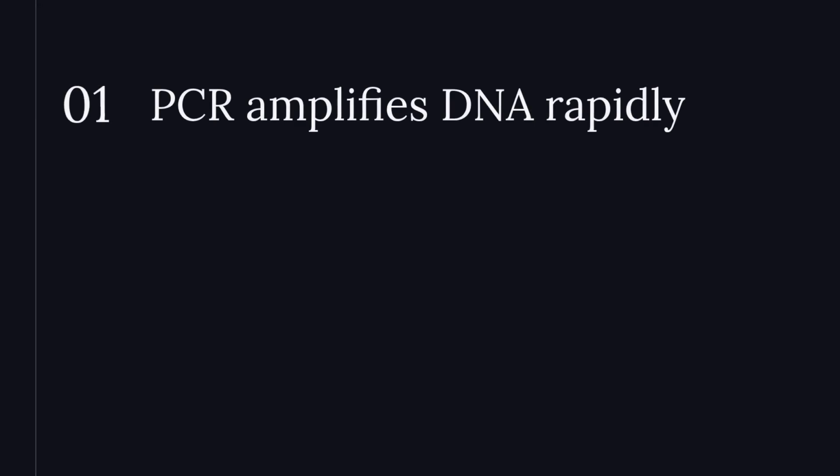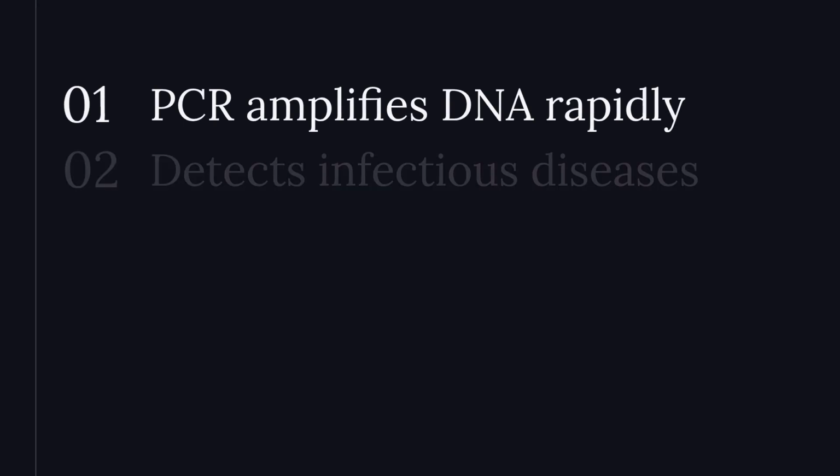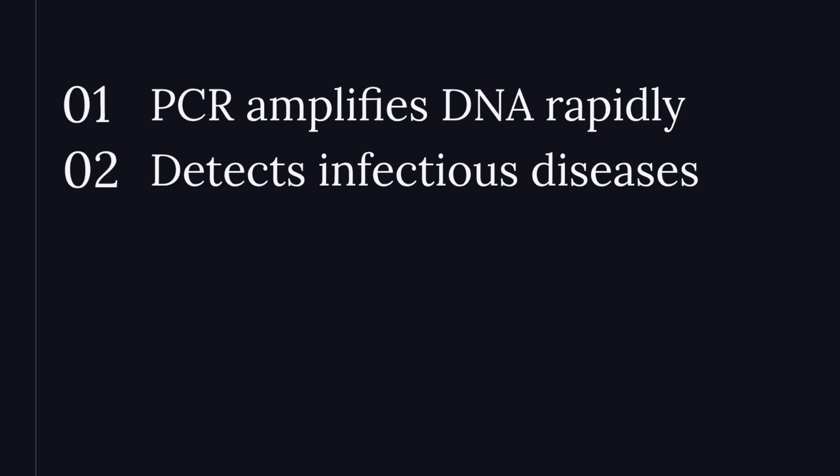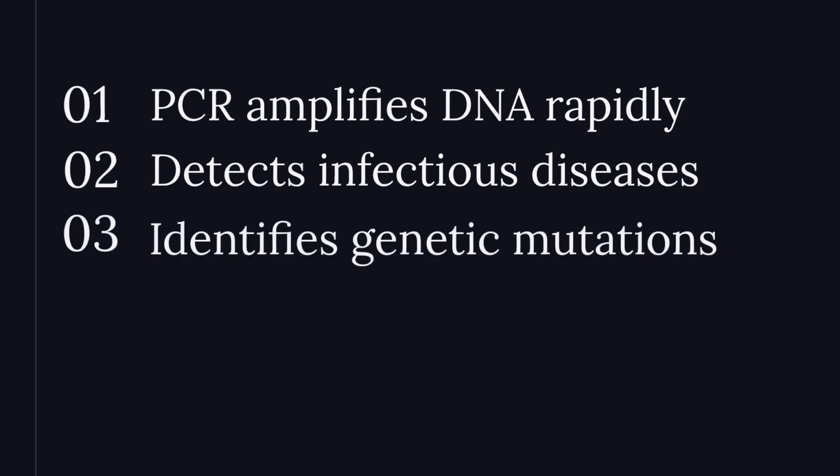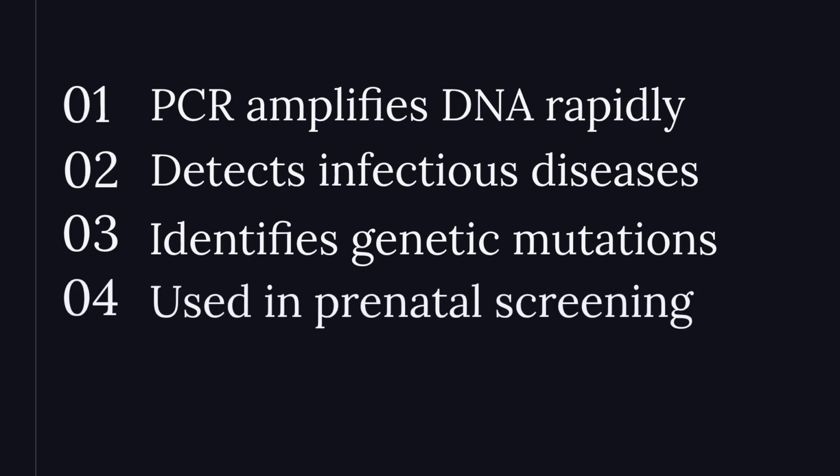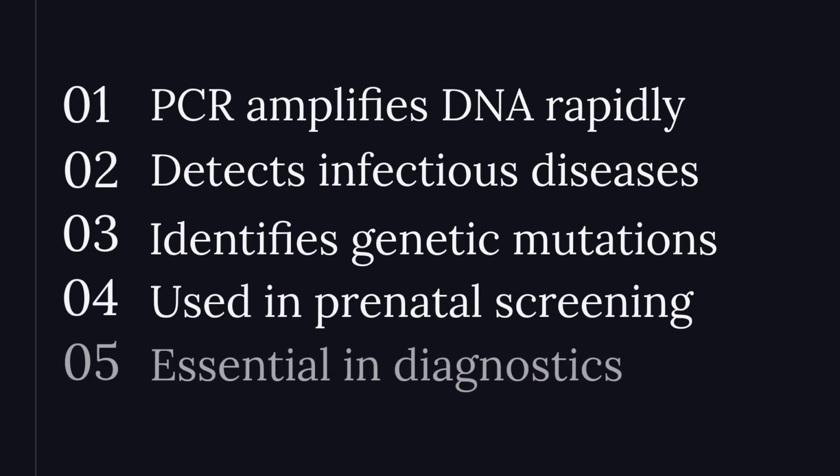PCR amplifies small DNA amounts, enabling rapid and accurate diagnosis. It's used to detect infectious diseases, identify genetic mutations, and for prenatal screening. The process involves adding ingredients, denaturation, primer binding, and DNA synthesis. Each cycle doubles the DNA amount, producing millions of copies. PCR is essential in medical diagnostics.